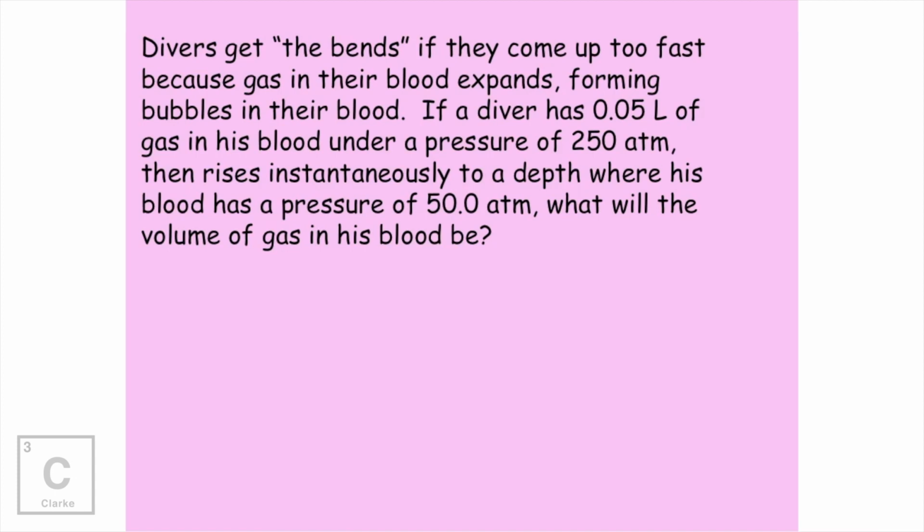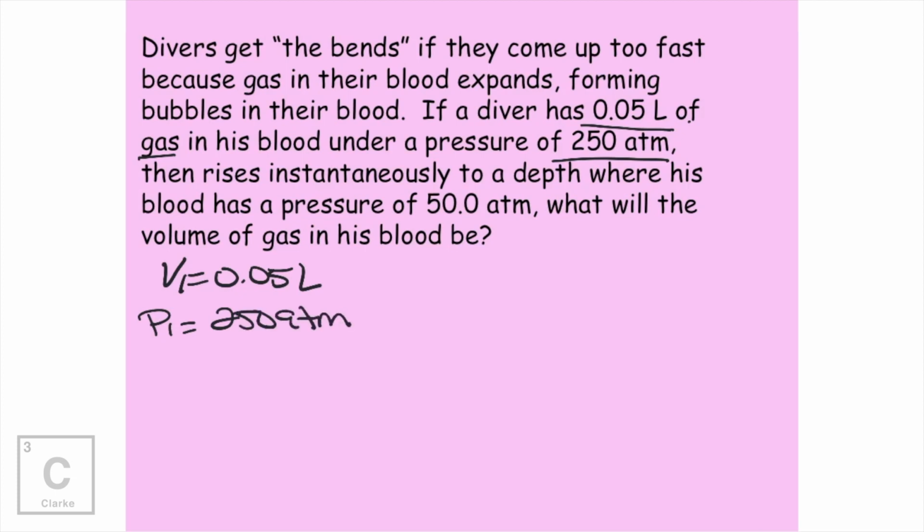Let's go for our first number. That's 0.05 liters. Liters is a volume. So volume 1, I have got 0.05 liters. Let's keep reading our second number. That's a pressure. And they're connected, of gas in his blood, and it's still part of the same sentence, 250 atmospheres. That's pressure 1, 250 atmospheres.